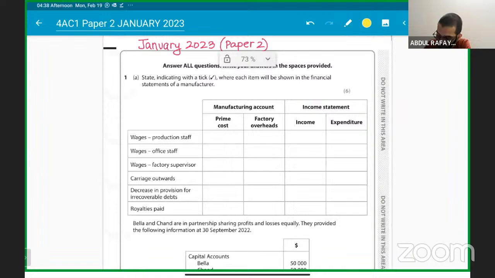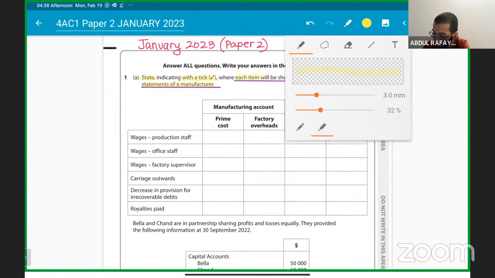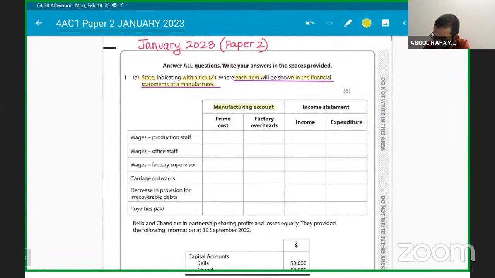We have to state, indicating with a tick, where each item will be shown in the financial statements of a manufacturer. We have the manufacturing account and the income statement, and whether it will be called prime cost or factory overheads, or whether it will be called income and expenditure.